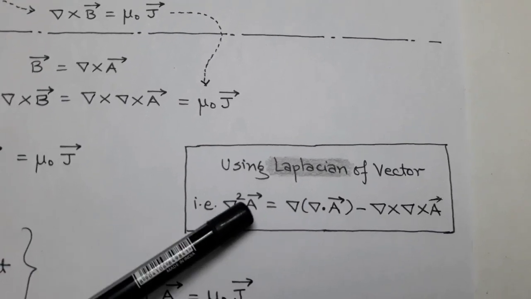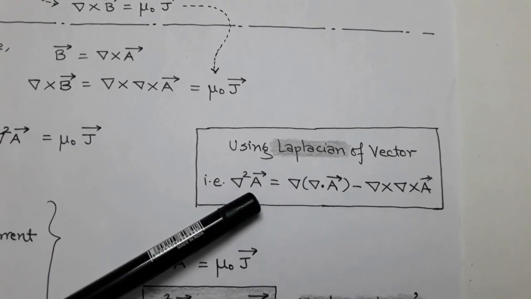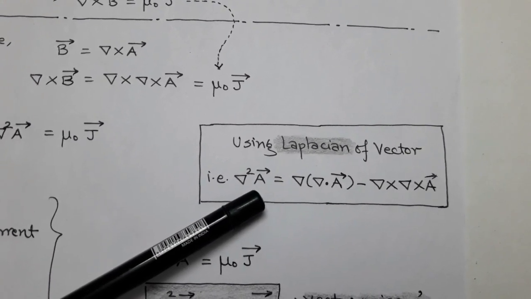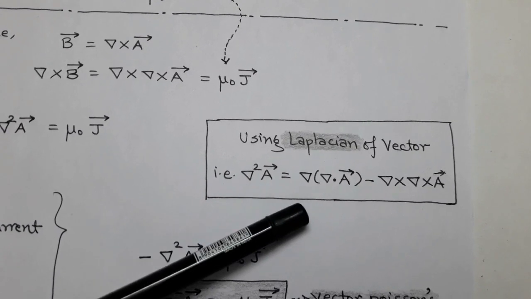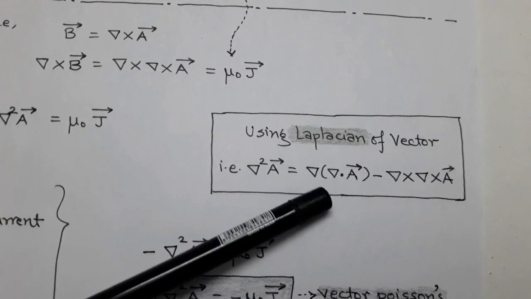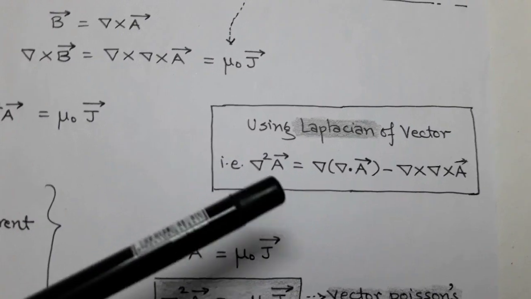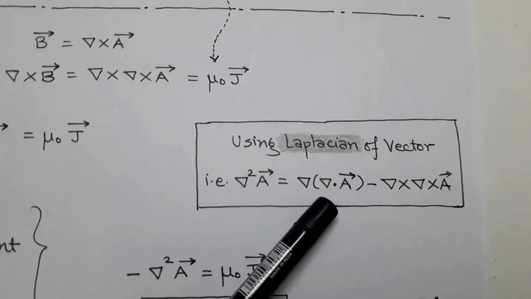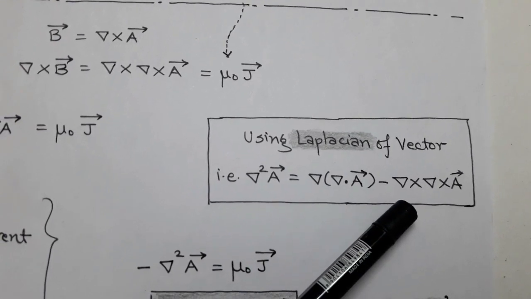From the definition of the Laplacian of a vector, del square A vector equals gradient of divergence of vector A minus curl of curl of vector A. So this is the definition of the Laplacian of a vector, that is del square A vector equals gradient of divergence of vector A minus curl of curl of vector A.